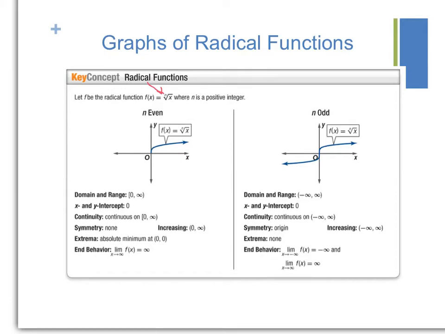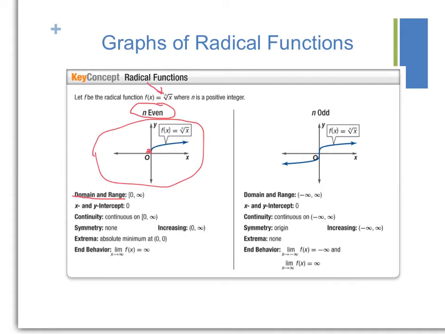If that index or n value is even, your graph is going to look like this. You are only going to have one piece to your graph. It's only going to be continuous from 0 to infinity because you cannot take the even root of negative numbers. So when we look at the domain and range for these types of functions, if you have an even index, your domain and range are going to be from 0 to infinity, including 0, because you cross right at the origin here.